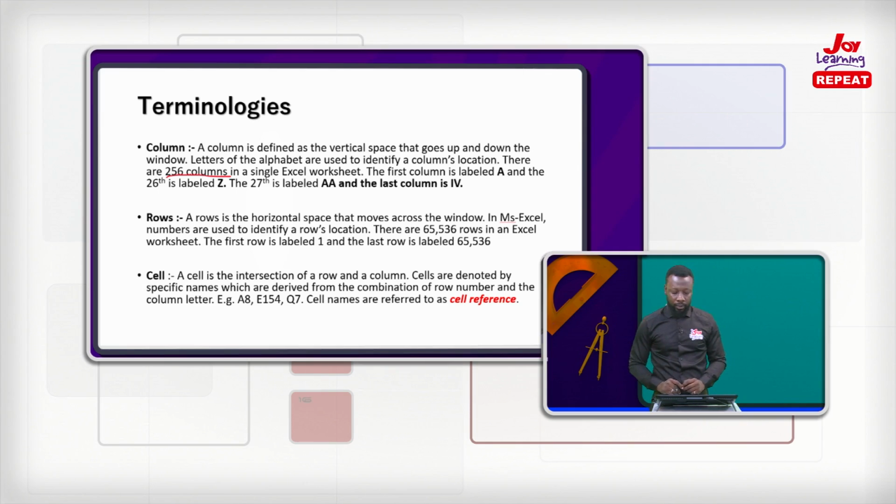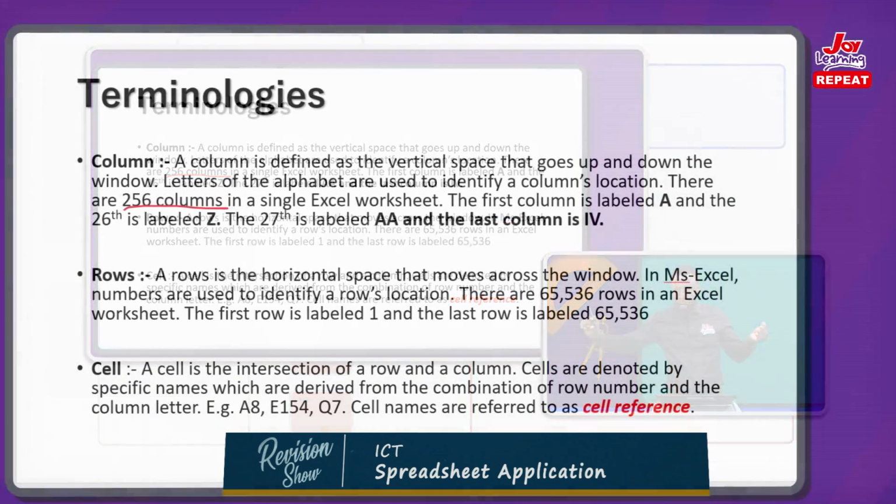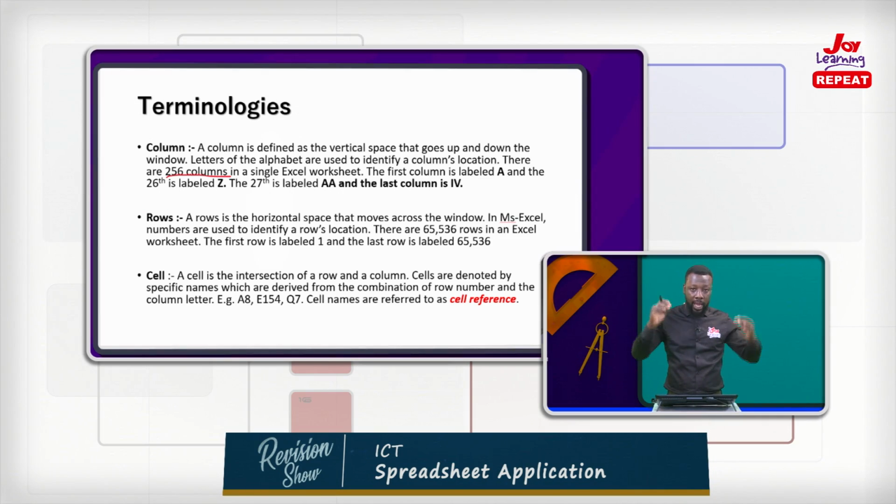Now let's go to the row. We say a row is a horizontal space that moves across the window. It moves what? Across the window. That means it moves from what? Left to right. It moves across the window. In MS Excel, numbers are used to identify a row's location. There are 65,536 rows in a workbook, a worksheet. I will tell you the reason why we have workbook and worksheet.